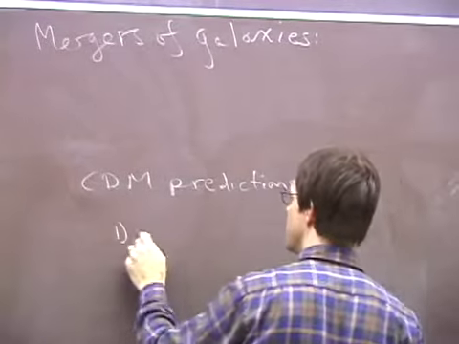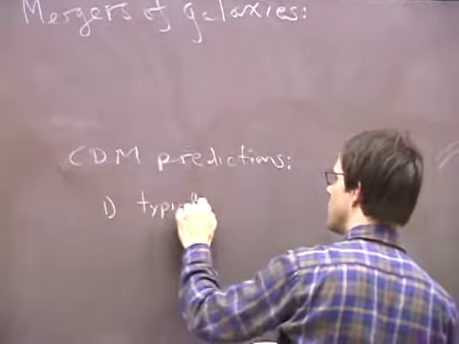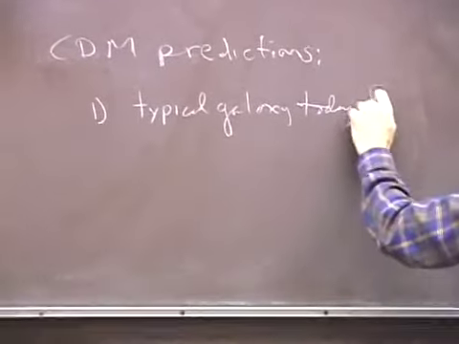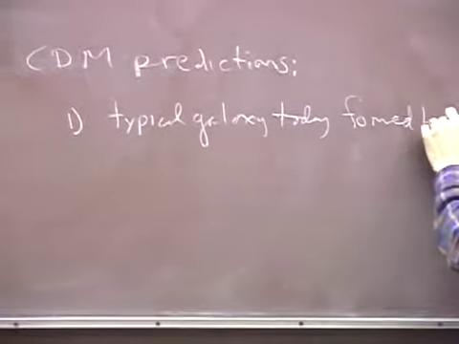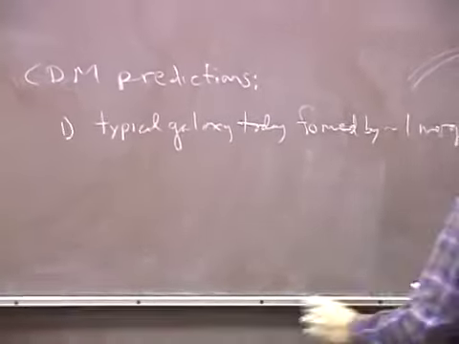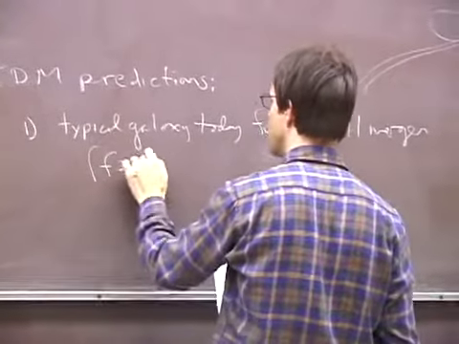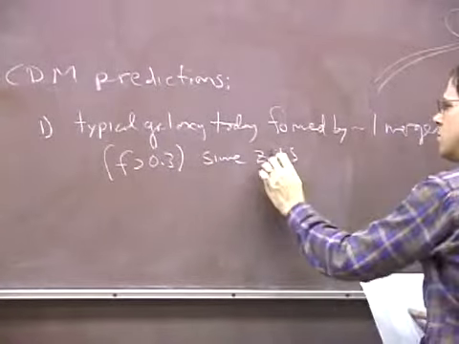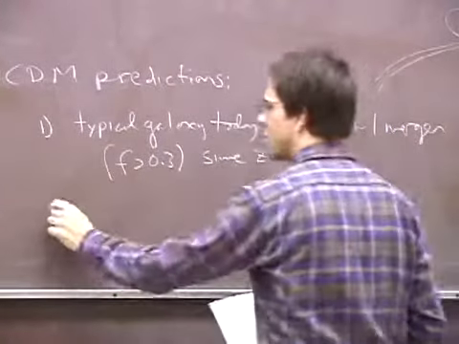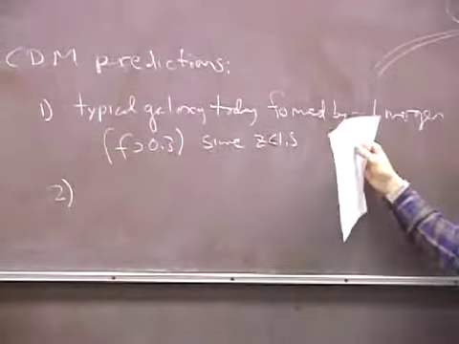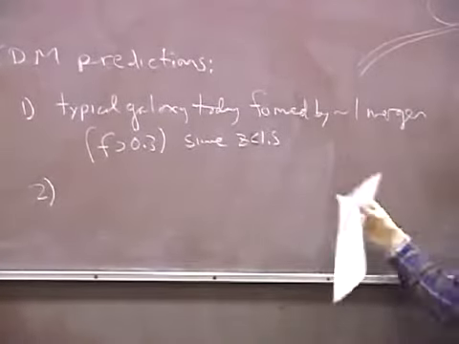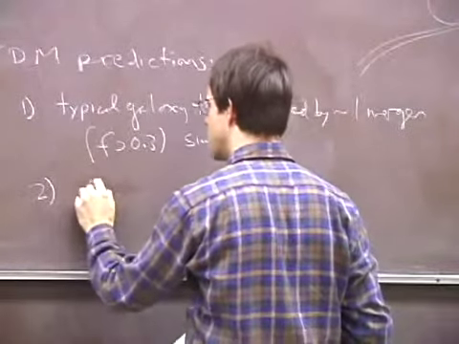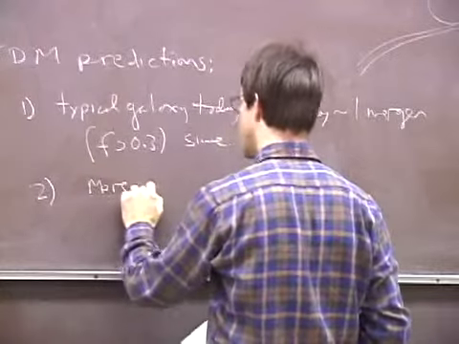predictions are as follows. The first is that a typical galaxy today was formed by 1 merger with mass ratio greater than about 0.3, since redshift 1.5. The second prediction is that the more massive galaxies formed earlier. Well, I should say more concentrated, actually.